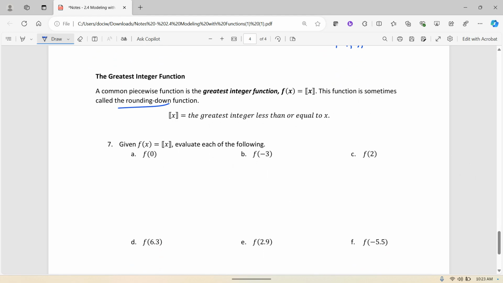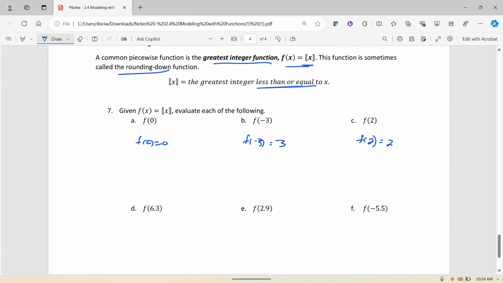And people get confused when we talk about greatest integer. Why would that be rounding down? The greatest integer function, which has this double bracket on either side of the x, is the greatest integer less than or equal to x. In examples like a, b, and c here, it's no big deal, because what's the greatest integer less than or equal to 0? F of 0 would equal 0. F of -3 would equal -3. F of 2 would equal 2. It seems a little boring and counterintuitive.